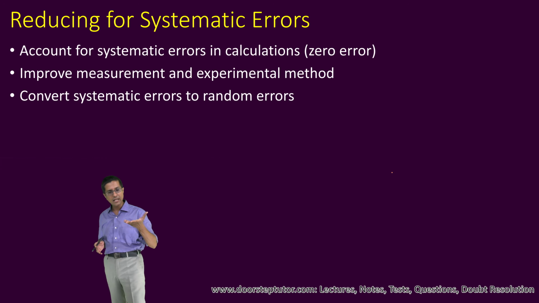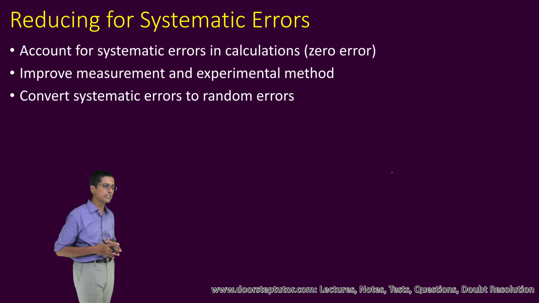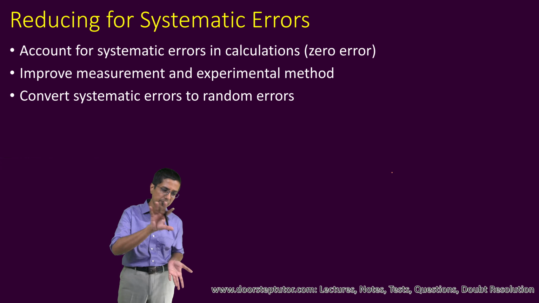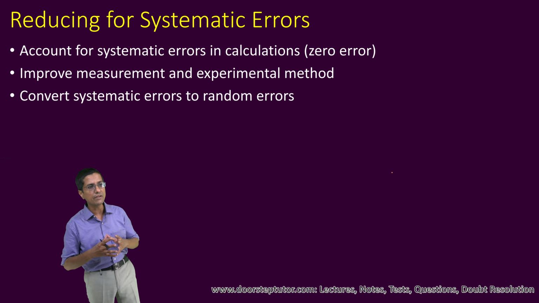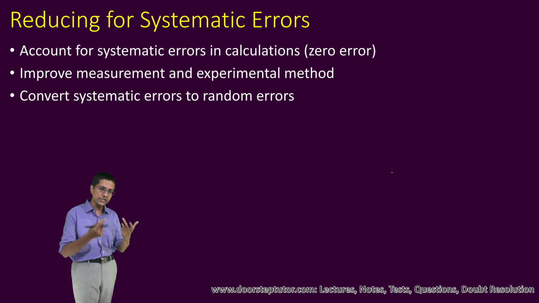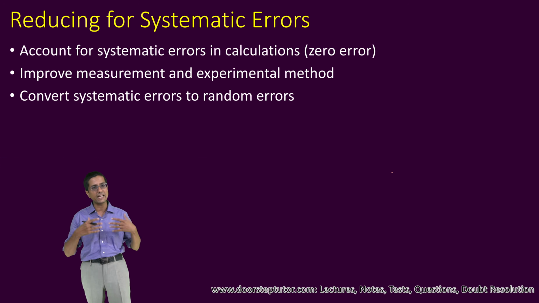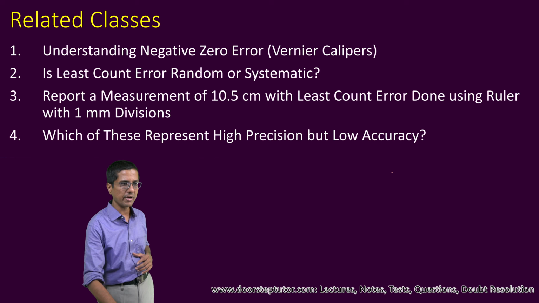For example, as I already told you, for the parallax error, instead of always reading from one side, read the instruments sometimes from this side, sometimes from that side. That would change the systematic error to random error, and then across the measurements your parallax error would cancel out. So that is the systematic error.